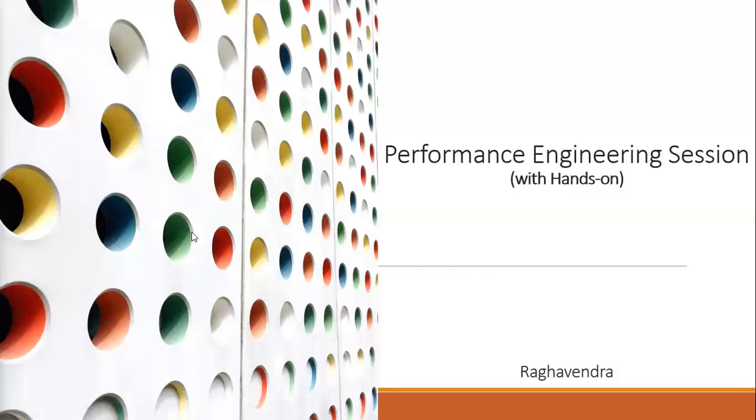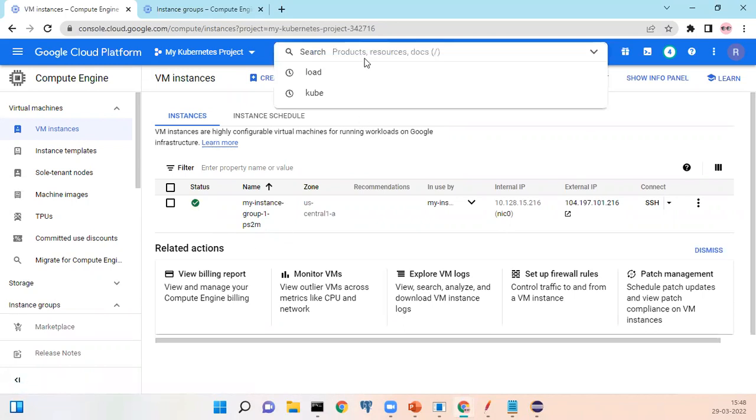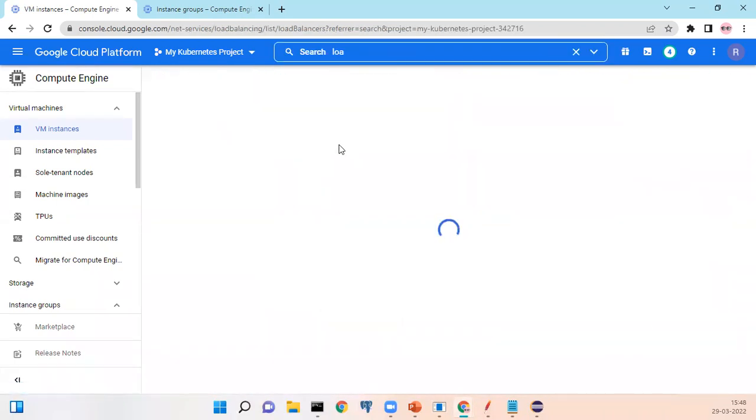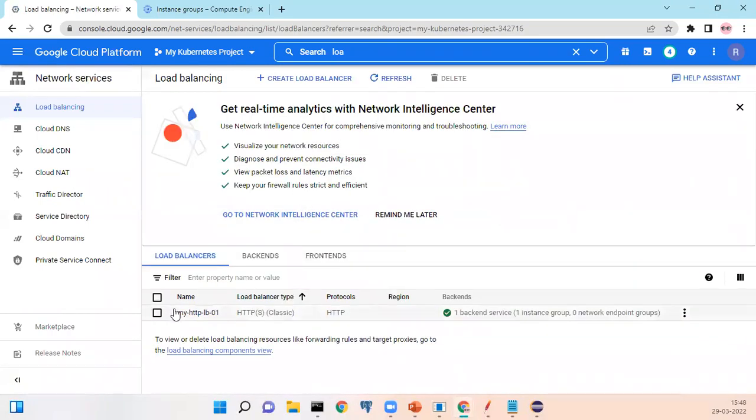So, this is the GCP console. Basically, here we have one VM instance. Before that, I think we can start from the load balancer setup. This is the load balancer, and the name of the load balancer is this particular one.